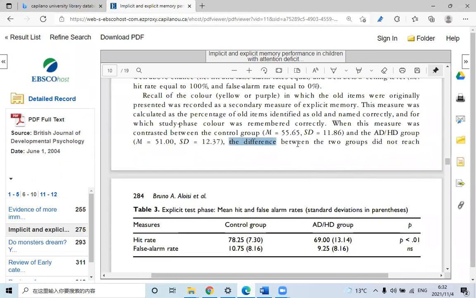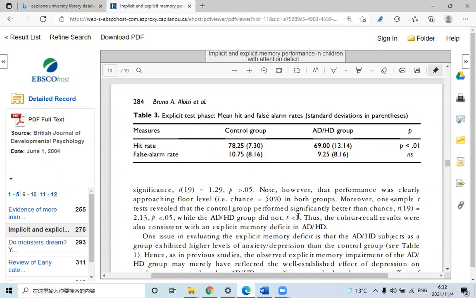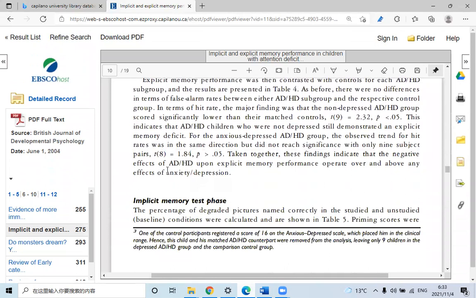The two groups did not differ. The two groups on the color recall test did not differ significantly. Their explanation was that in both groups, the performance was poor. In both normal kids and ADHD kids, their recall of the color was really at chance level. They were guessing, basically. Not an interesting result. Now they have a good explanation of explicit memory.